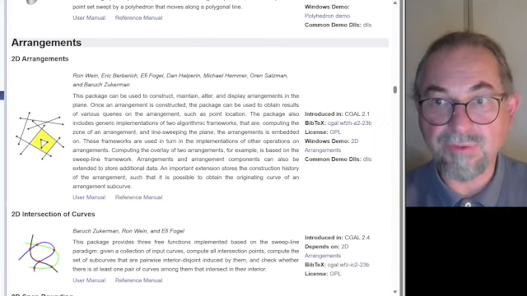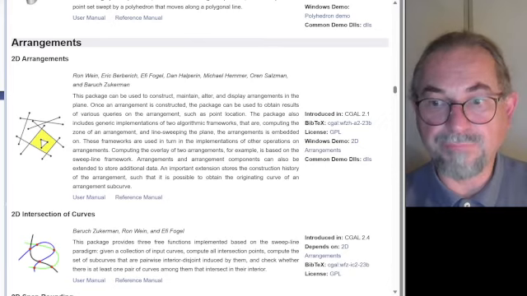In the next lecture, we will formally define a subdivision defined by a set of lines, and then in the lecture following that, we will prove the zone theorem.